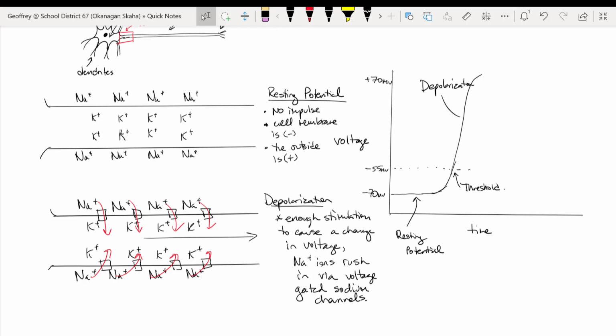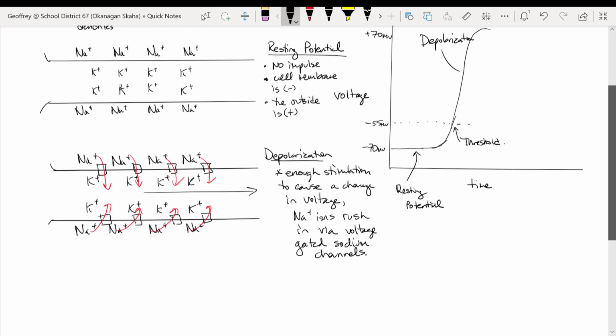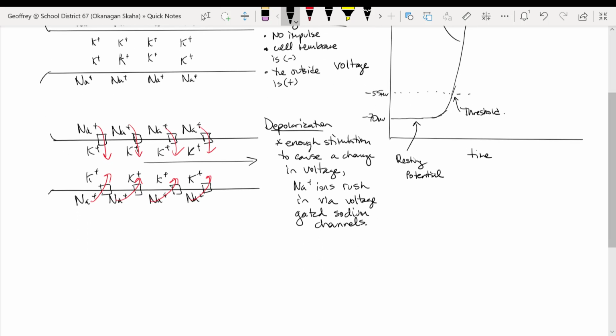So enough stimulation, like I said, causes a change in voltage. This causes sodium ions to rush in via the voltage-gated sodium channels, and we get a huge change in voltage, and it goes up to about 70 millivolts, and this is when our sodium gates close. All right, and so then we're going to get into repolarization because the impulse has moved along. All right, and so we're going to go down to the next one.